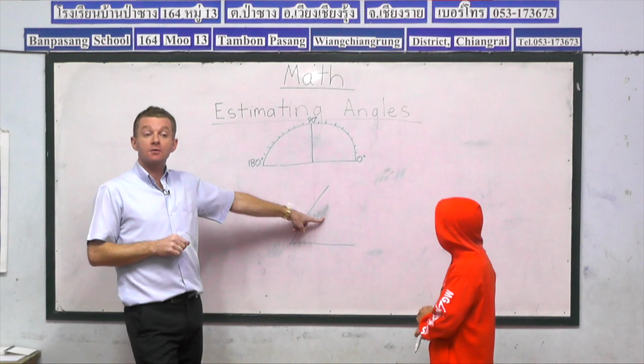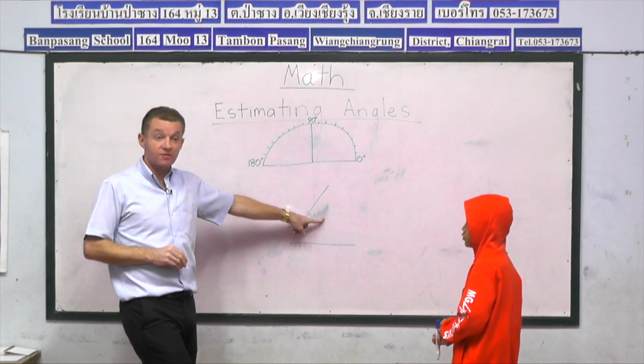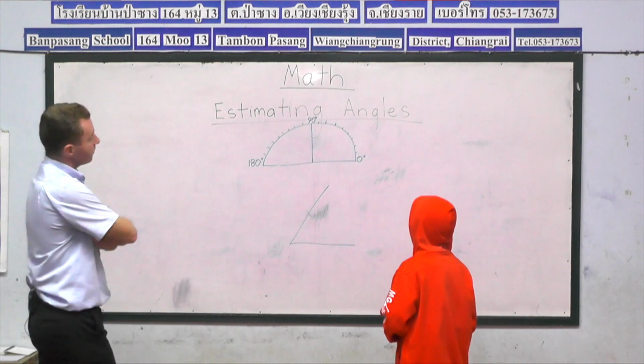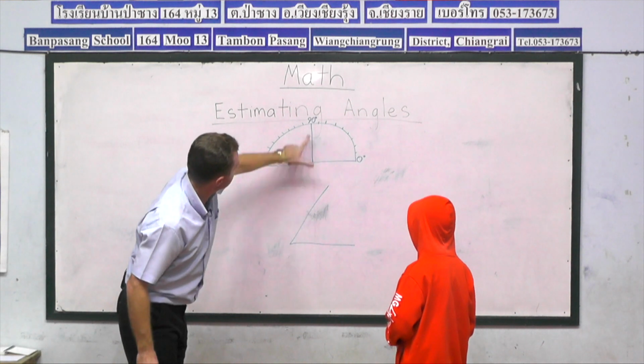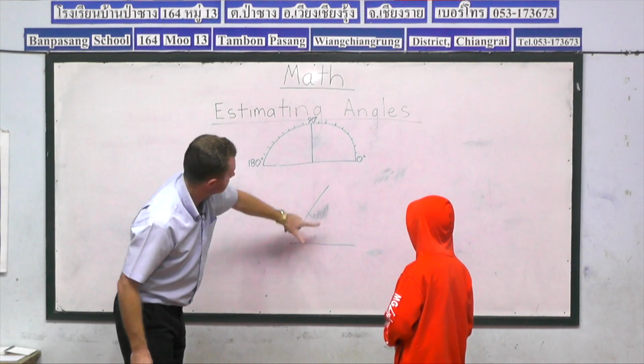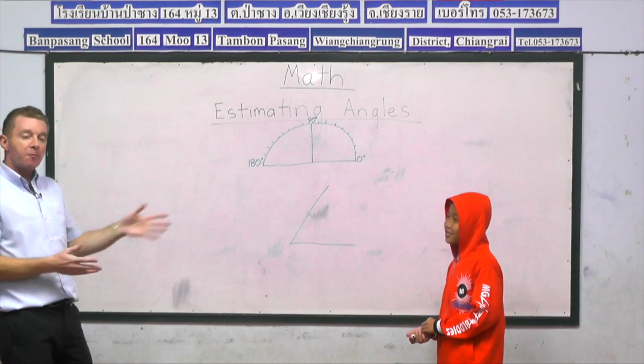What type of angle? Obtuse or acute? It's an acute angle. So Bangpon, looking at the protractor here, this is 0 degrees. This would be 90 degrees. How many degrees do you think our angle is? Can you estimate? Help Bangpon to estimate.